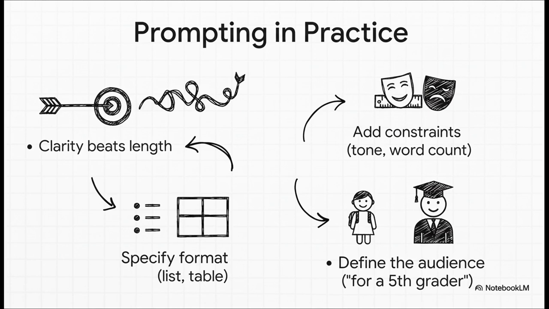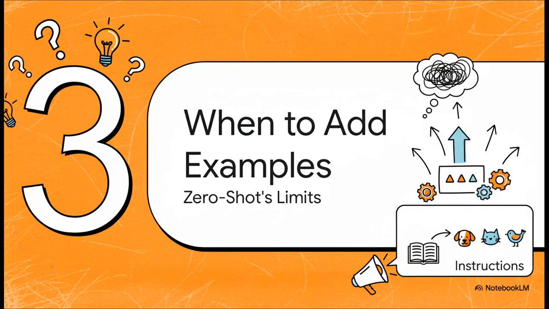And here's what that looks like in practice. First, be direct. Clarity is way more important than length, every single time. Next, be specific about the format you want. Do you want a list, a paragraph, a table? Tell it. Then add constraints. These are like guardrails. Set rules like word count or tone. And finally, and this is so important, define your audience. Explain quantum physics to a 5th grader is going to give you a much more useful result than just explain quantum physics.